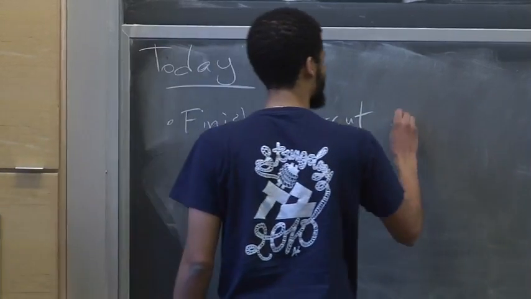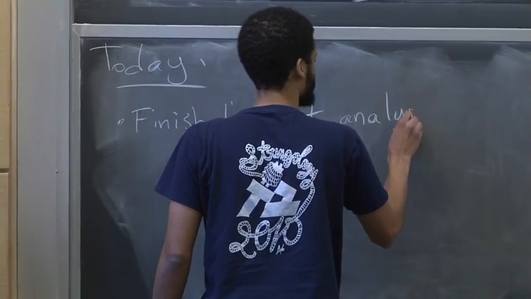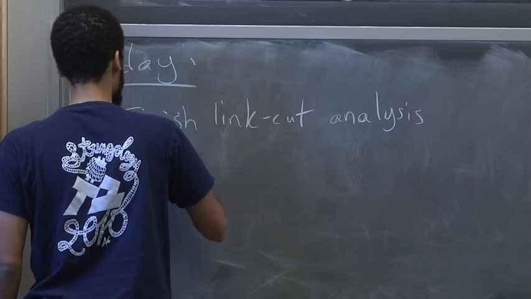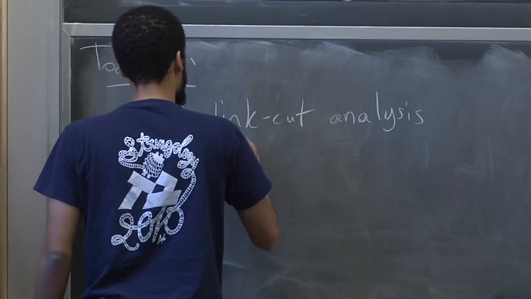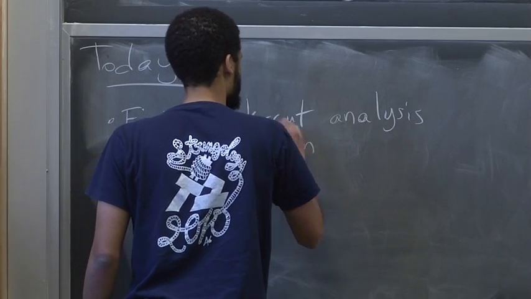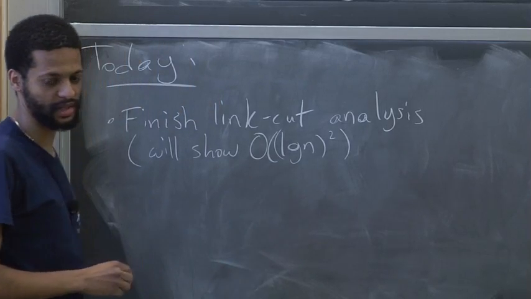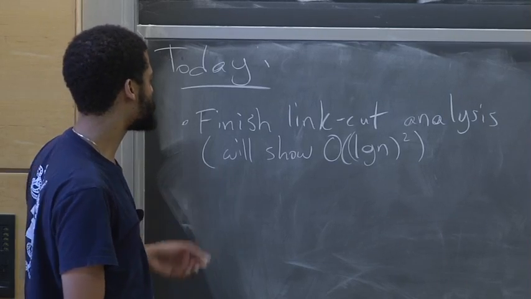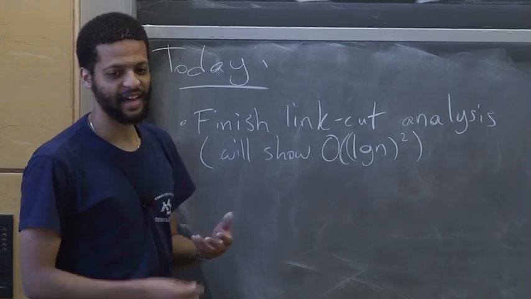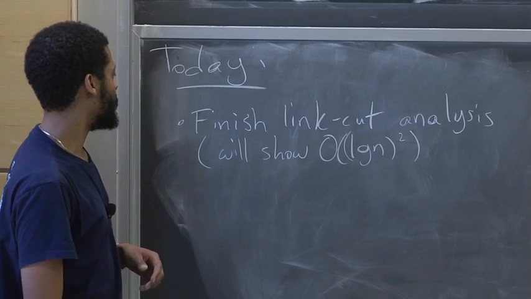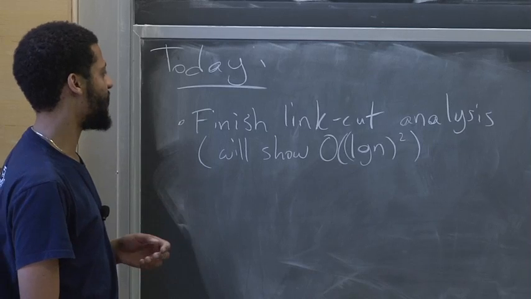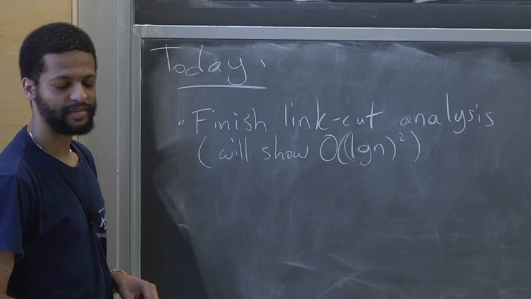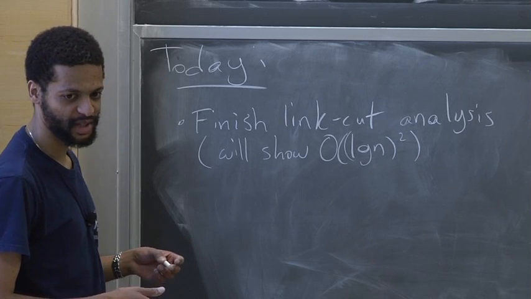Finish link-cut analysis. Getting the log n is on the PSET. I'm going to show you log squared n. And actually, we're using splay trees. If you remember, in the auxiliary trees that we're using to store preferred paths, we used splay trees. To get log squared n, you don't really need splay trees. Any kind of balanced BST is fine. But when you try to get log n, it's easiest to do it with splay trees, basically by using the splay access lemma we proved in lecture 7.